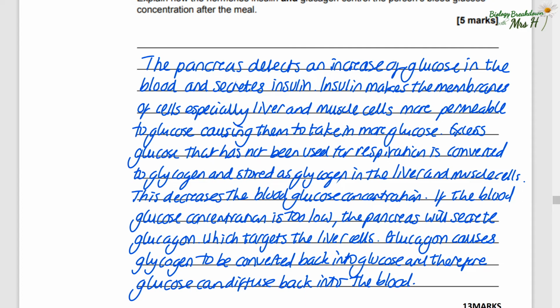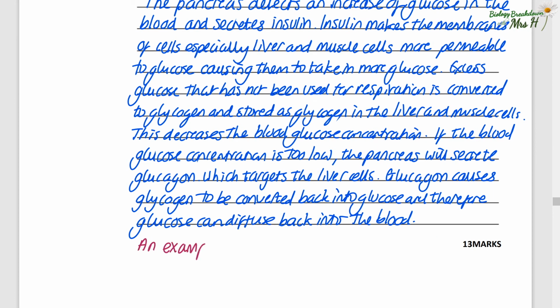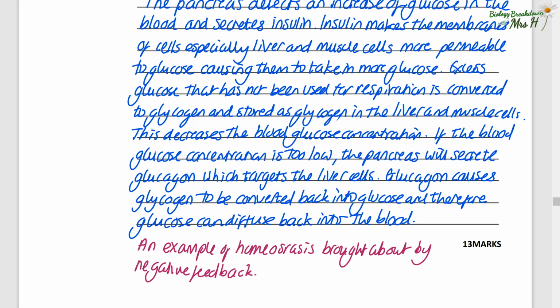And why not? We could just add that in, for luck, just in case there's a mark going for it. This is an example of homeostasis, so keeping that blood glucose concentration stable despite eating or not eating. That's a very important example of homeostasis, and it's brought about by negative feedback. If the blood glucose concentration increases, there will be a response. Insulin will be secreted and bring that back down to normal. If there's a decrease, glucagon will be secreted and that will increase it back to normal. So always bringing it back to normal.